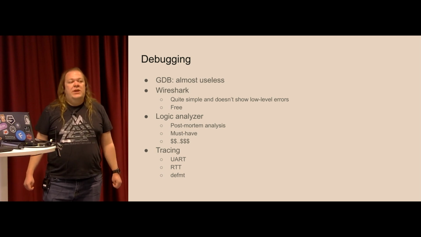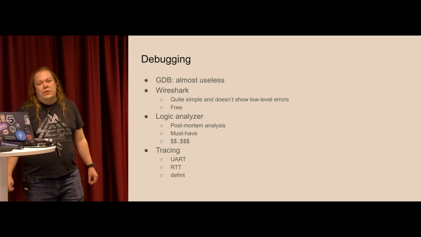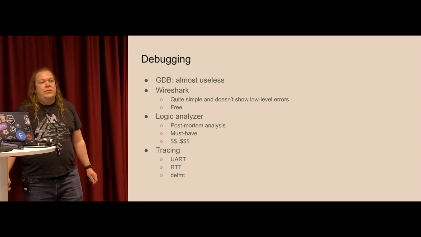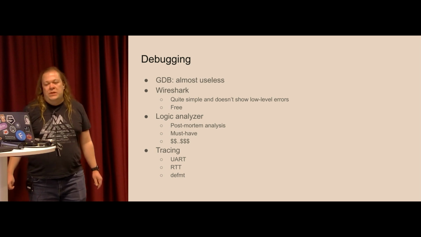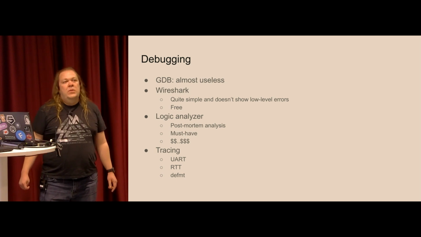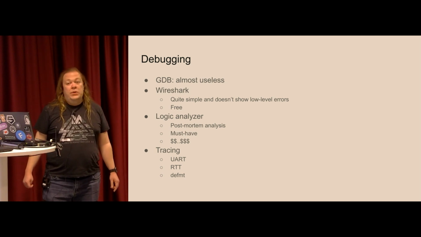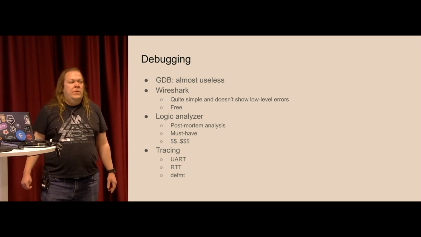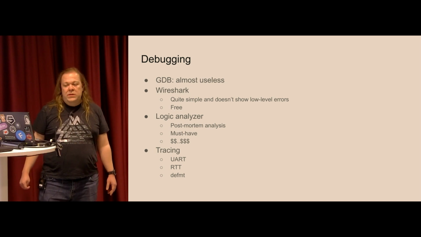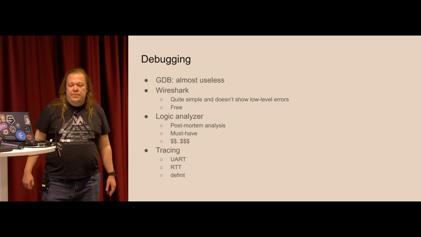Then we have Wireshark, and Wireshark is not only able to sniff traffic on your network card, but it also has the possibility to capture USB requests. But the thing is that it captures it on the very high level from the operating system, and it is mostly useful when you have a protocol problem, not a low-level problem. So at the very first stages of development, this is quite useless. Well, but it is free.